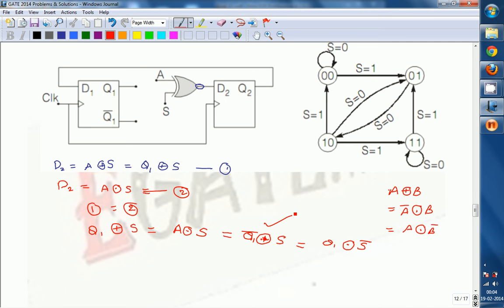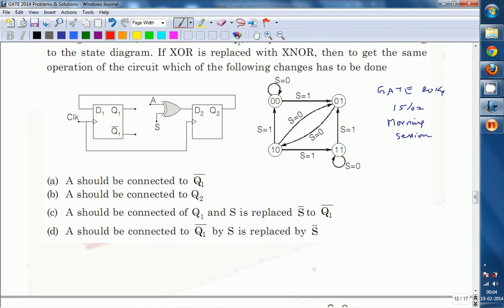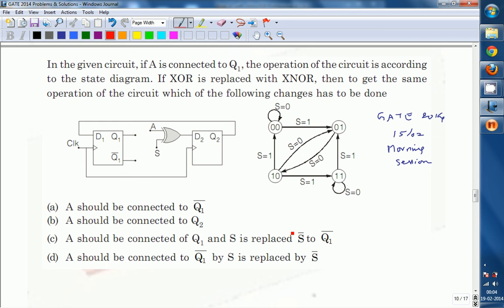So the correct answer for this question is A. A should be connected to Q1 bar. Thank you.